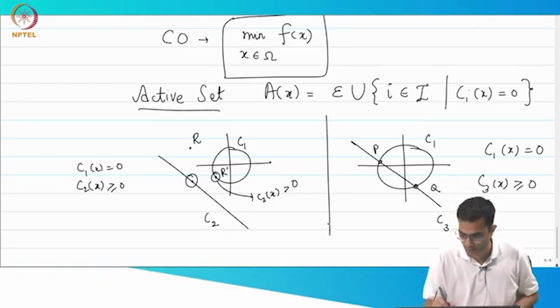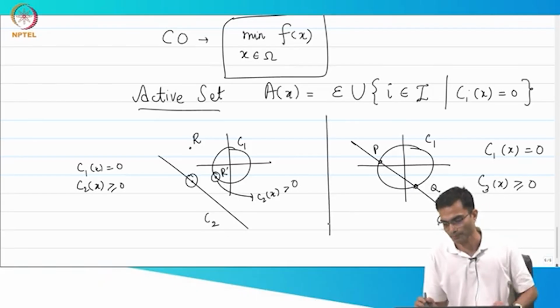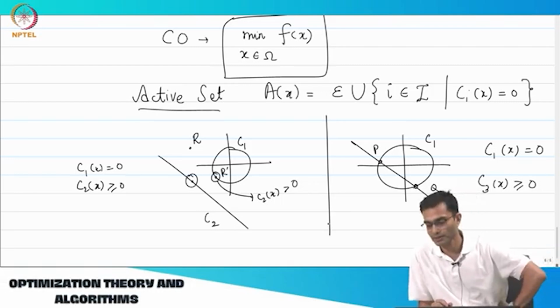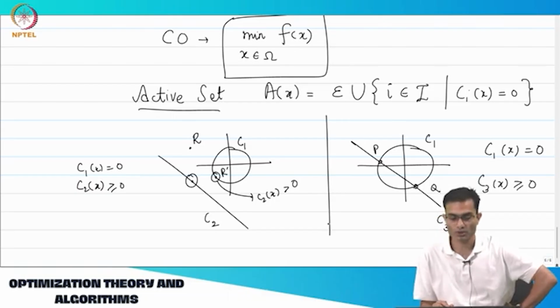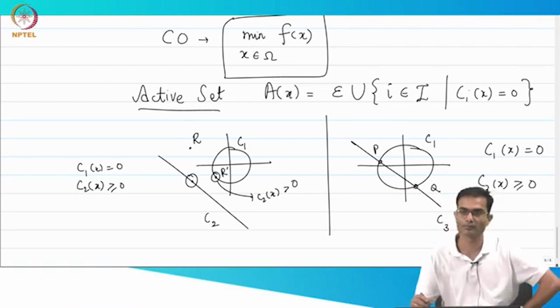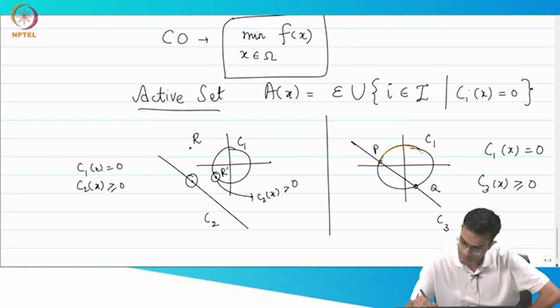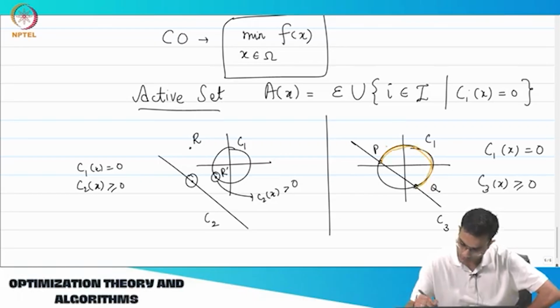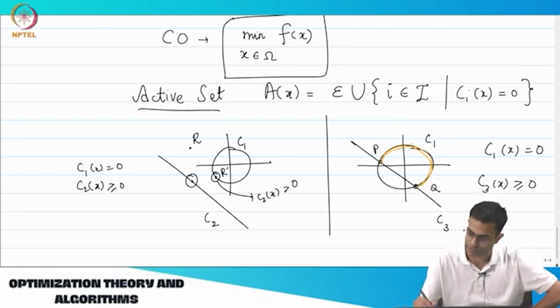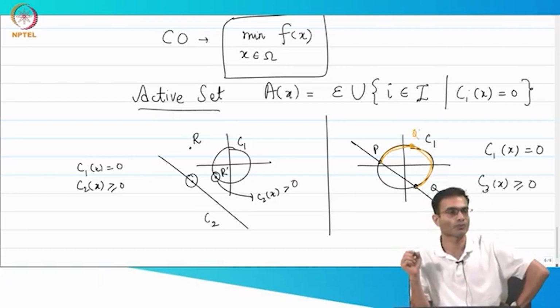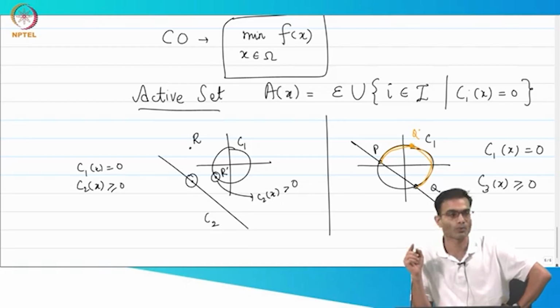That is the meaning of active set. Now on the other hand, let's look at the right hand side example. My constraint is C3(x) greater than or equal to 0 along with the previous one, C1(x) equal to 0. So what is the feasible set now? The larger arc of the circle, right? So this is the feasible set. Now let's call this point Q over here. At the point Q, what is the active set? Just C1.